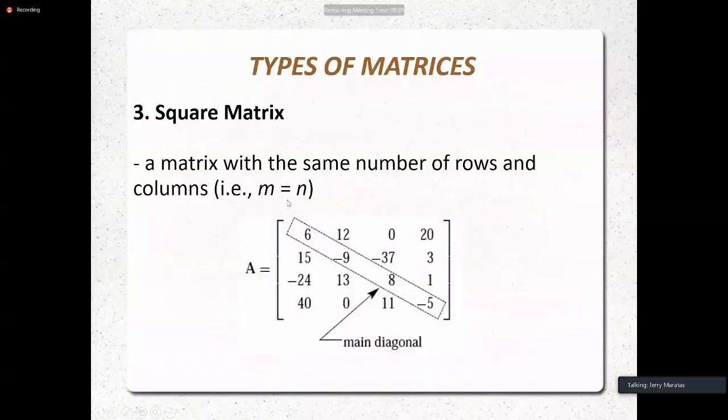Now another type of matrix is the square matrix. When you say square matrix, that means the number of rows is equal to the number of columns. Take note, the number of rows is equal to the number of columns. So a 2 by 2 matrix, a 3 by 3 matrix, and a 4 by 4 matrix are examples of square matrices. This is now the main diagonal. What's the size of this matrix, by the way? It's 4 by 4. So if it's a square matrix, we have this main diagonal.